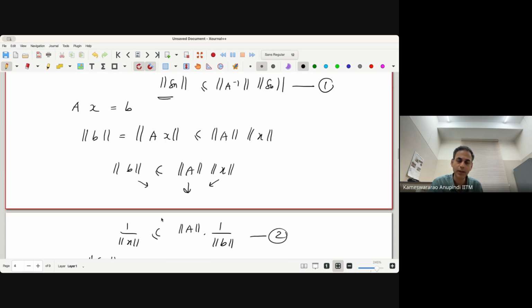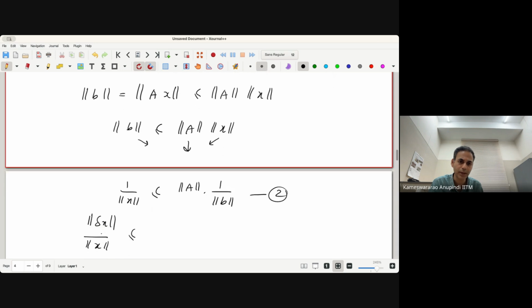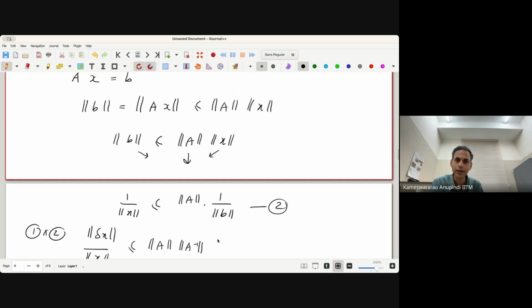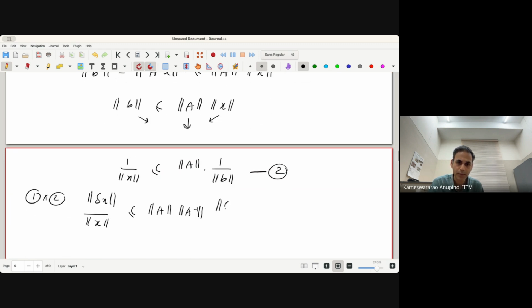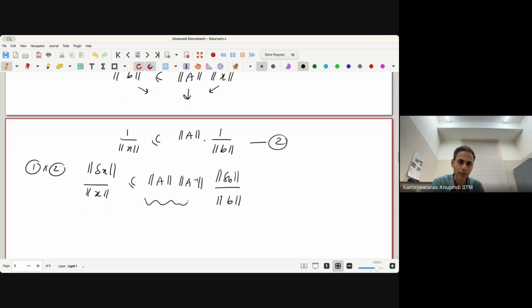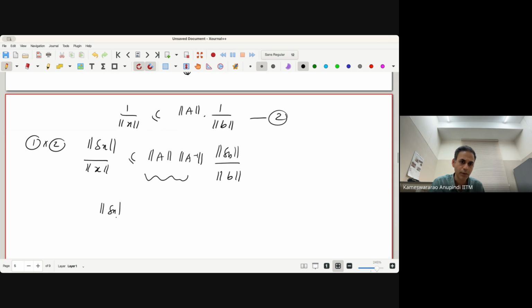I'm going to just multiply 1 times 2. That is norm of A times norm of A inverse, because there is already 1 by norm of X here. And then on the right hand side, what I have is delta B norm divided by B norm. Now, what is this value? This is basically delta X by X less than or equal to, this is nothing but your condition number of A in some norm times delta B norm divided by B norm.